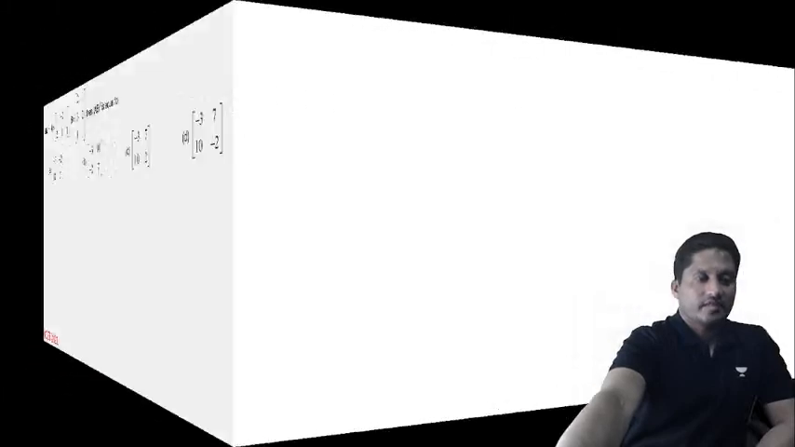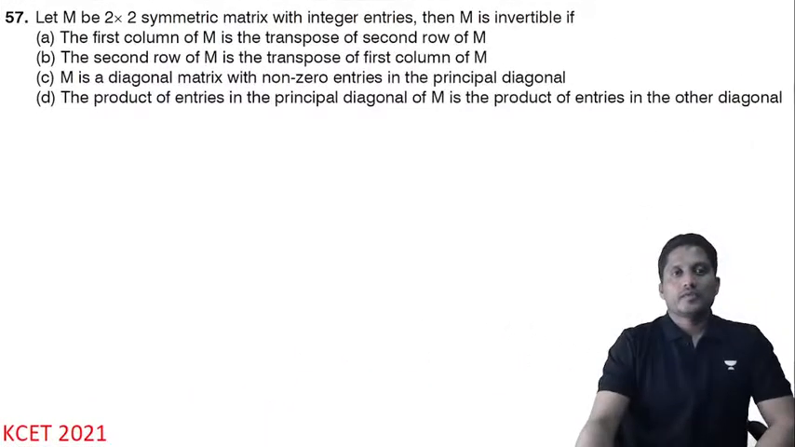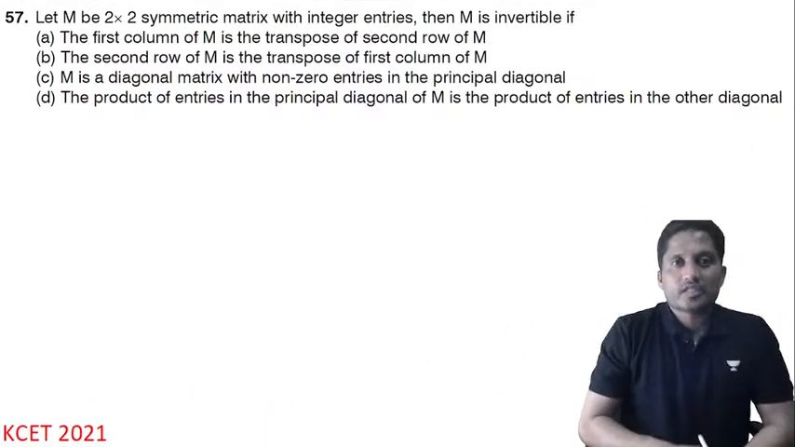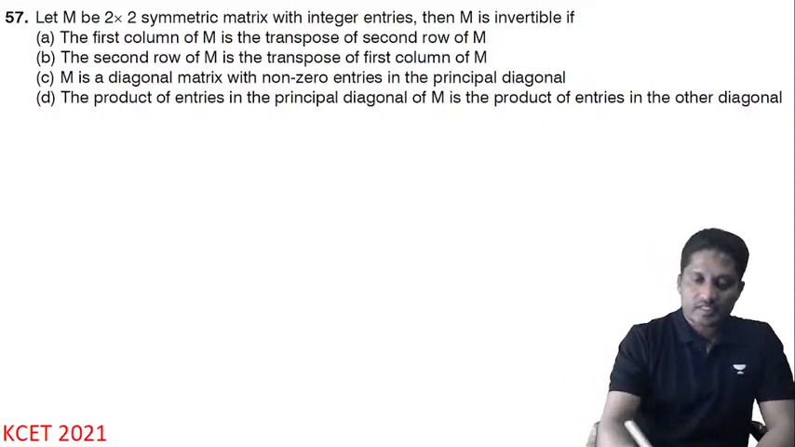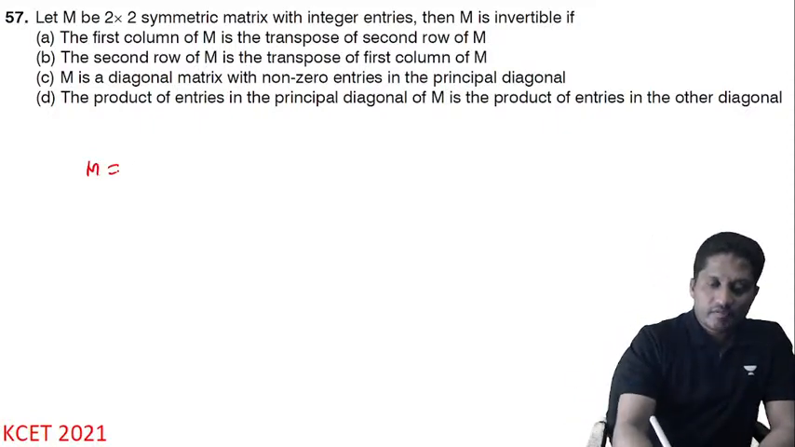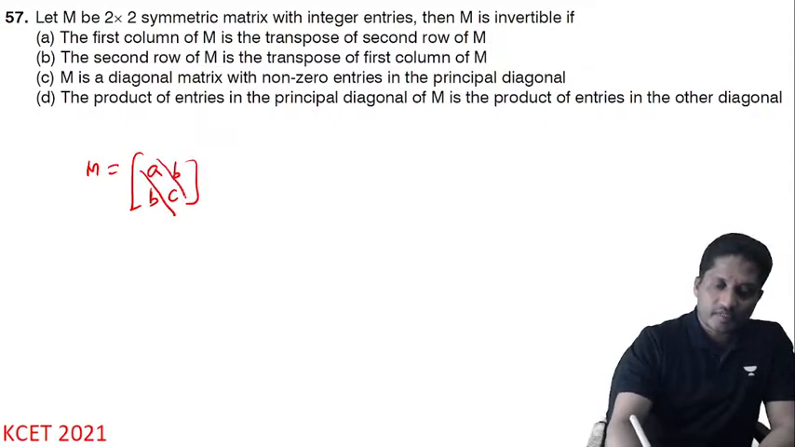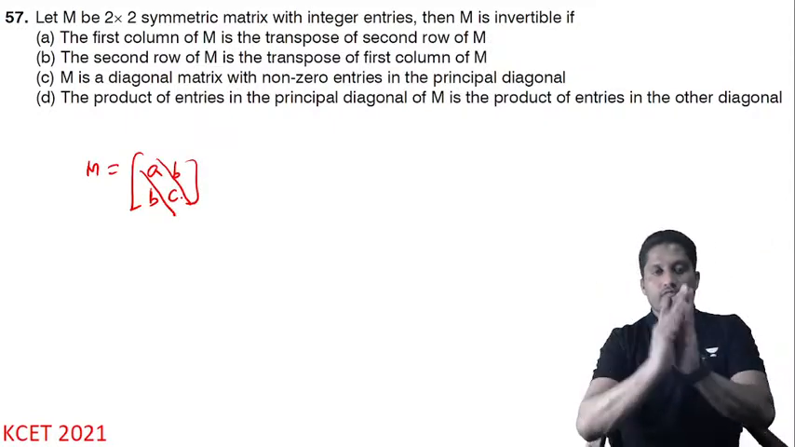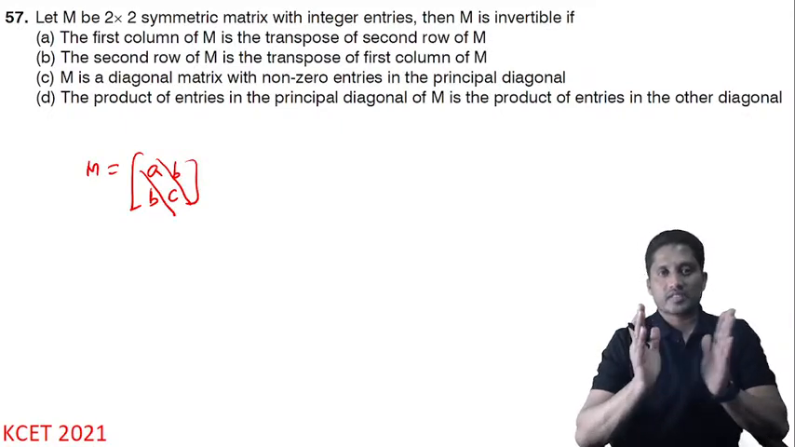Question number 57. M is a 2 by 2 symmetric matrix with integer entries. Good question, follow carefully. M is a symmetric matrix, right? A, B, and if I take C, this is also B because it is a symmetric matrix. Elements which are symmetric to the principal diagonal should be the same. Assume this is a paper; if you fold, the elements should coincide. So B is symmetric.